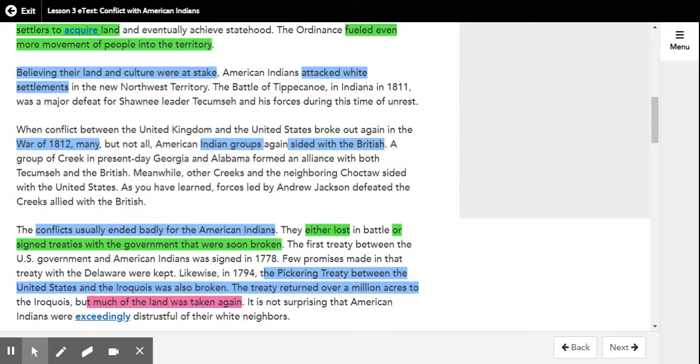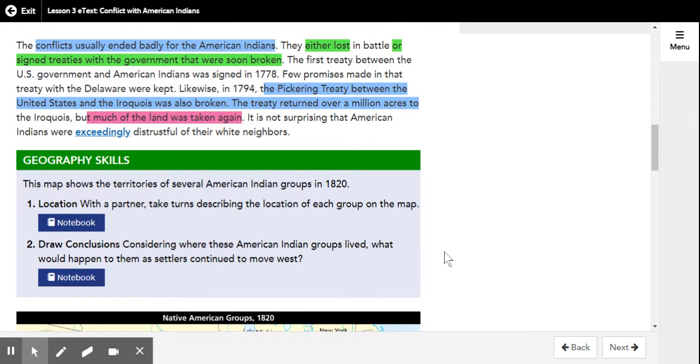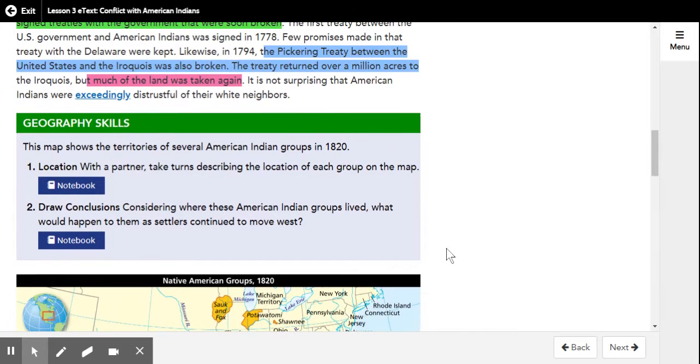The conflicts usually ended badly for the American Indians. They either lost in battle or signed treaties with the government that were soon broken. The first treaty between the U.S. government and American Indians was signed in 1778. Few promises made in that treaty with the Delaware were kept. Likewise, in 1794, the Pickering Treaty between the United States and the Iroquois was also broken. The treaty returned over 1 million acres to the Iroquois, but much of the land was taken again. It is not surprising that American Indians were exceedingly distrustful of their white neighbors.